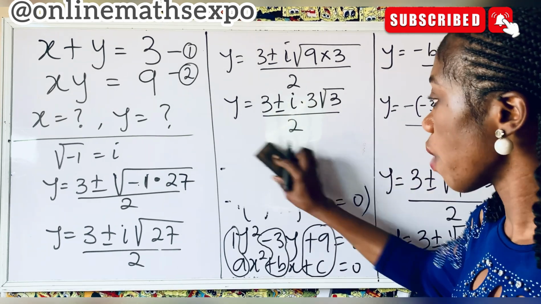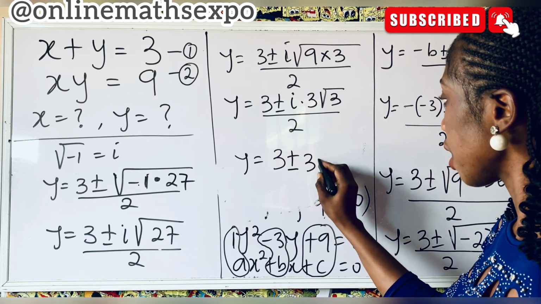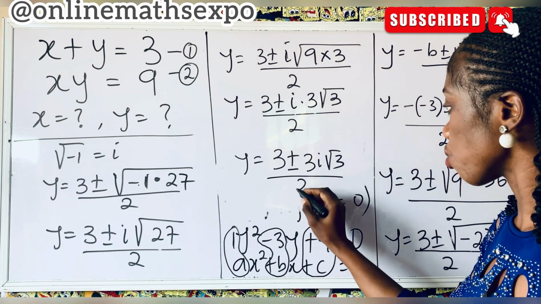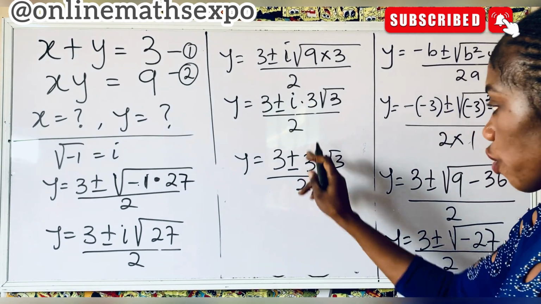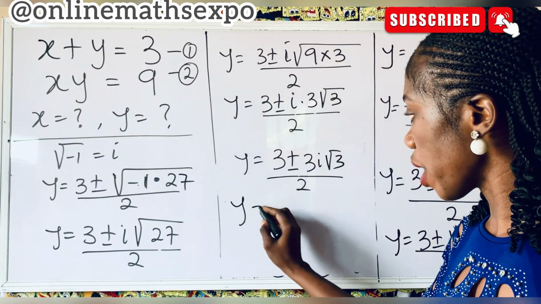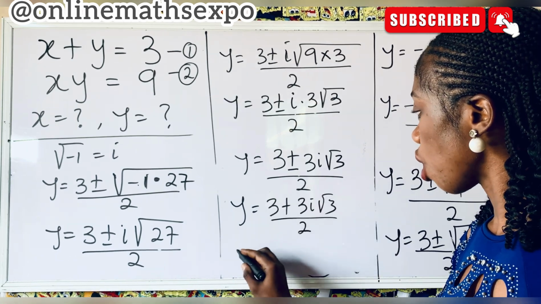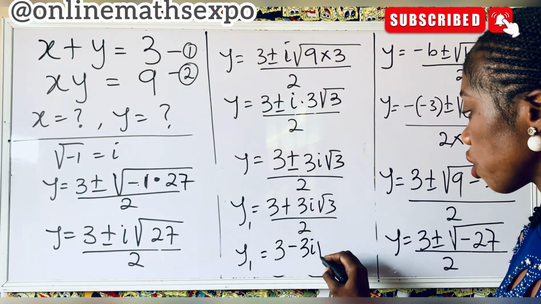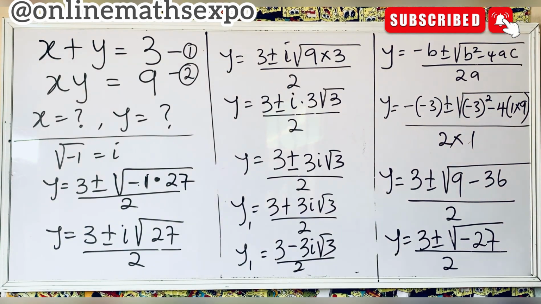So it means that our y now will be equal to 3 plus or minus 3i root 3, all over 2. So this is now your value of y, but remember there are two values because of the positive and negative. So y will be 3 plus 3i root 3 over 2, or y is equal to 3 minus 3i root 3 all over 2. I hope this is clear. So at this point, this is what we have as the value of y.